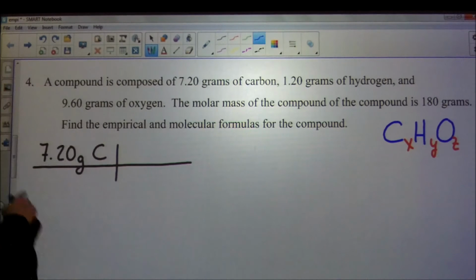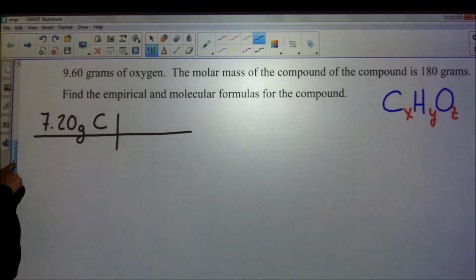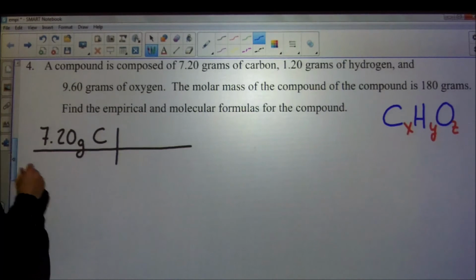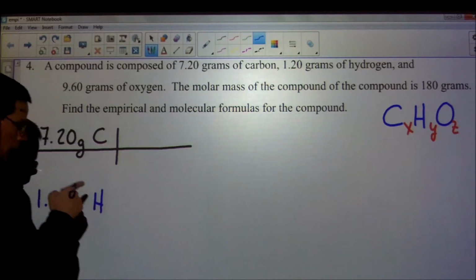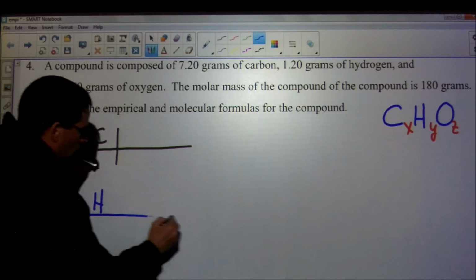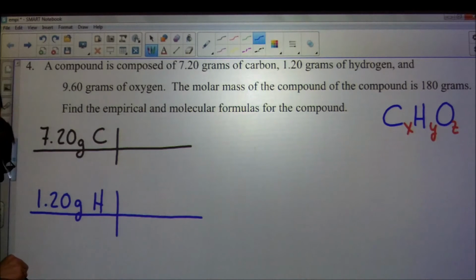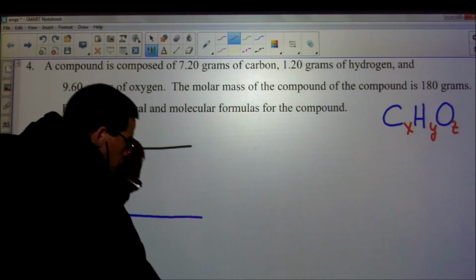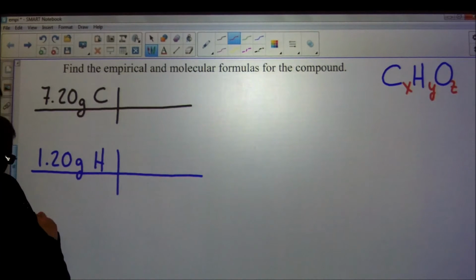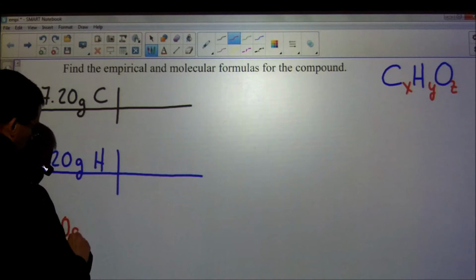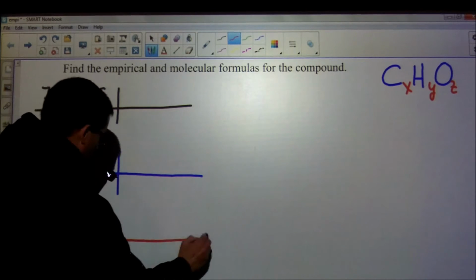We have, let's get that down, 1.2 grams of hydrogen. And again, it's just a single hydrogen. We don't have H2 here. And also we have 9.6 grams of oxygen.